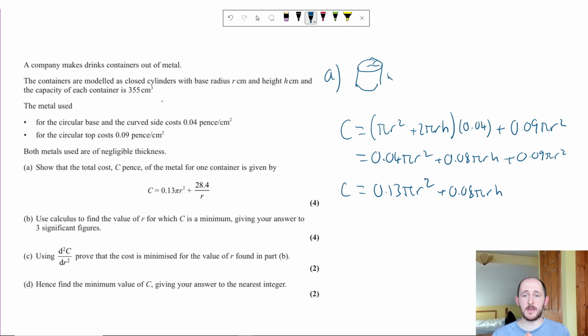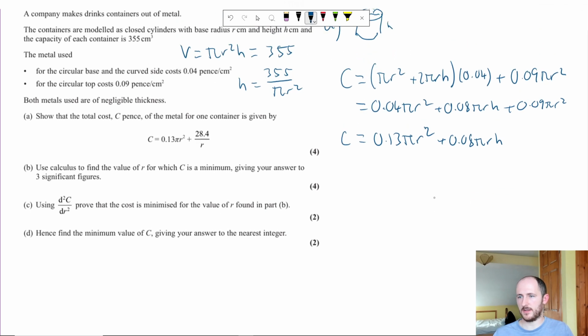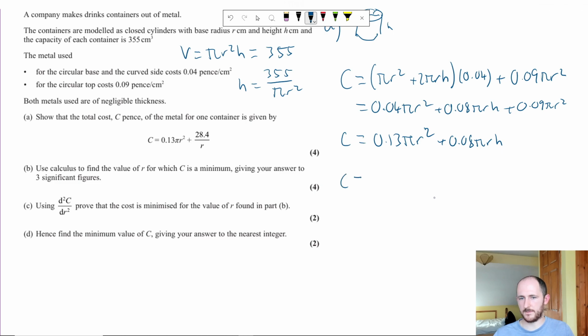Well, capacity is the same as volume. So it's pi r squared h equals 355. So rearranging this for h, we get 355 over pi r squared. So subbing that into our equation, we can now get our answer.